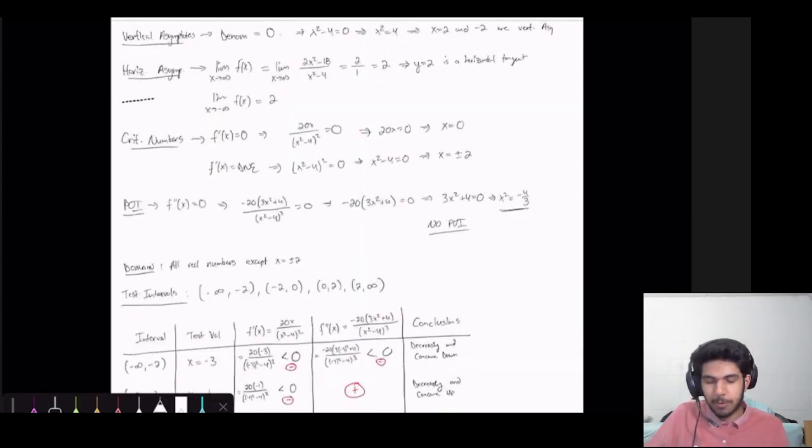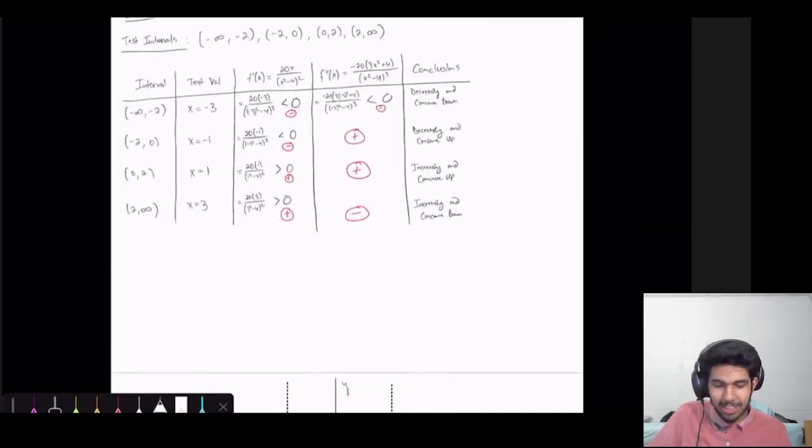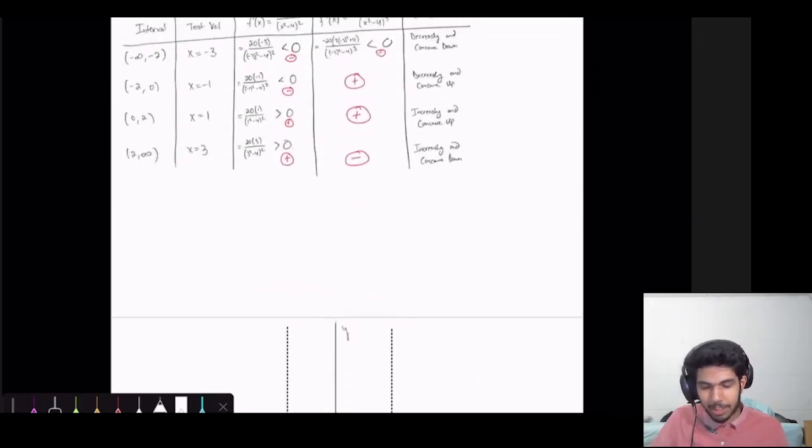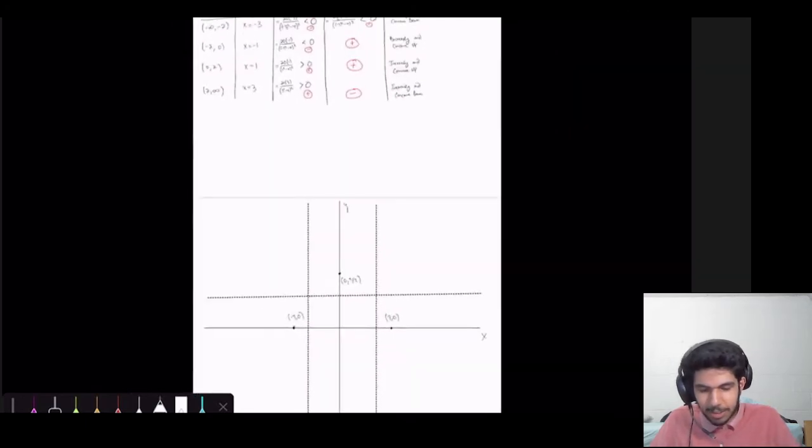We don't really need to worry about plotting our critical numbers and points of inflection because we only have the x values, we don't have the y values. Since our curve sketching is like an estimation, we'll just make it work. So we can look at our intervals, and you'll notice that our intervals are well represented in our graph.